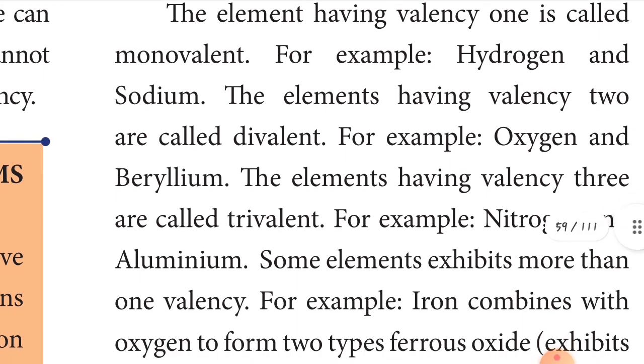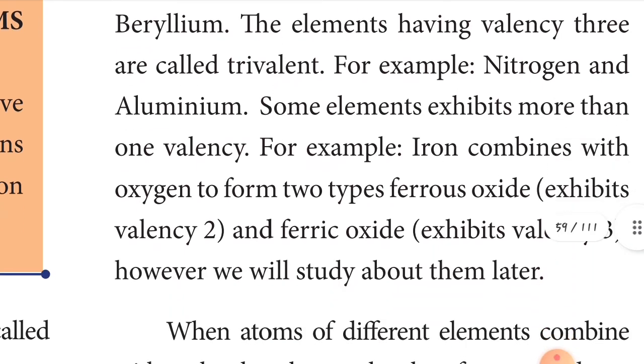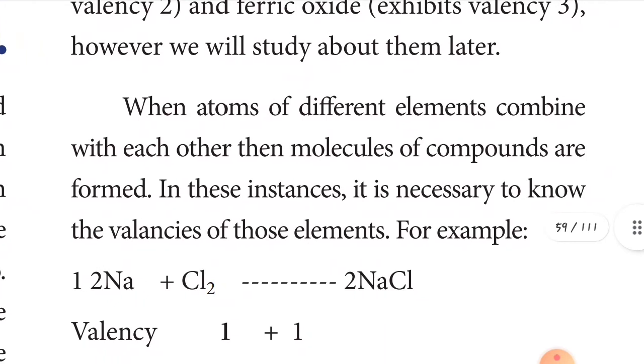Elements having valency 2 are called divalent, for example oxygen O and beryllium Be. Some elements having valency 3 are called trivalent, for example aluminium, and nitrogen can also show more than 3. Some elements exhibit more than one valency, for example iron combined with oxygen atoms. You see ferric oxide, children. These are the best examples of such elements, children.